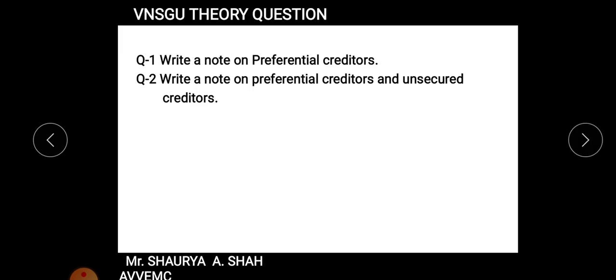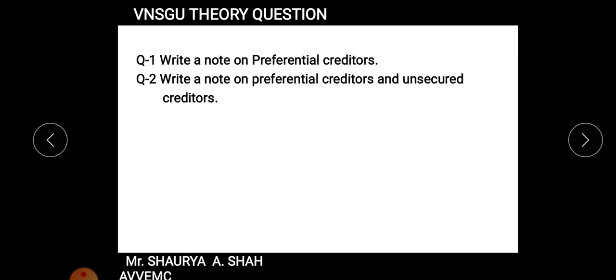Fine. Now in this particular chapter, again there are only two theory questions which are repeatedly asked in your short notes, right? You have in your question paper short notes to be asked for 4 marks into 3, that is 12 marks, students, right? So these two short notes are repeatedly asked in your syllabus. Fine. So what is it? Write a note on preferential creditors, right?